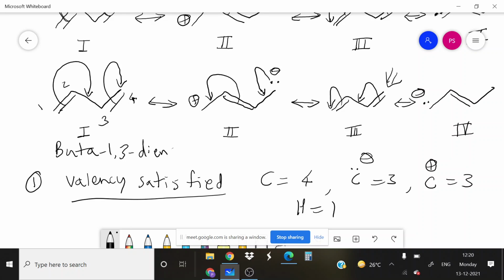Now you can see here, if you look at structure number 2 or structure number 4, let's look at structure number 2. You can see a CH2 group is present here. And we know that a carbon having a positive charge means its fourth electron is not available for bonding, that is, the fourth bond is absent. So carbon plus will have three bonds and hence carbon plus valency is 3, and it is satisfied in structure number 2 and structure number 4.